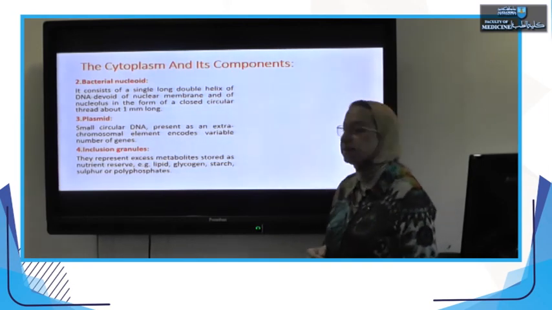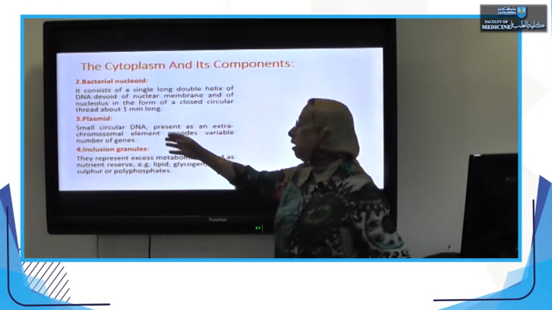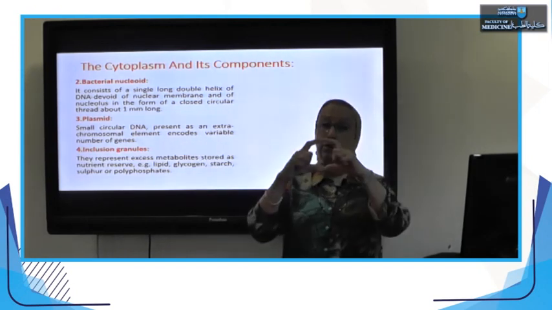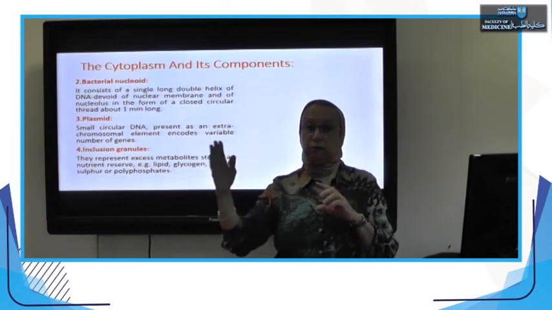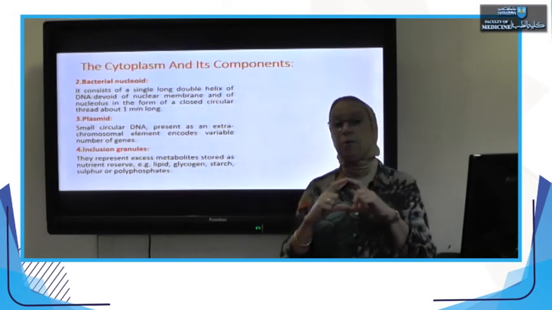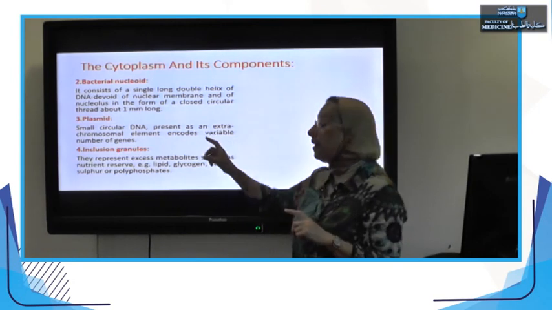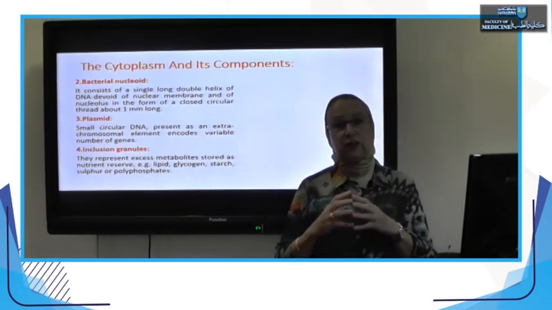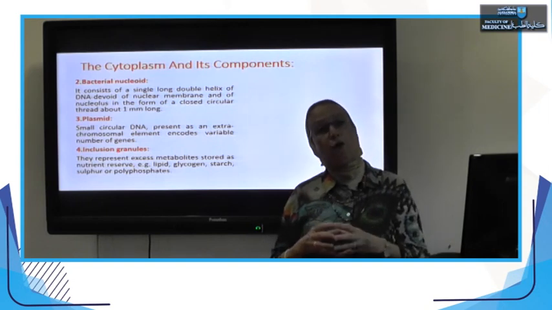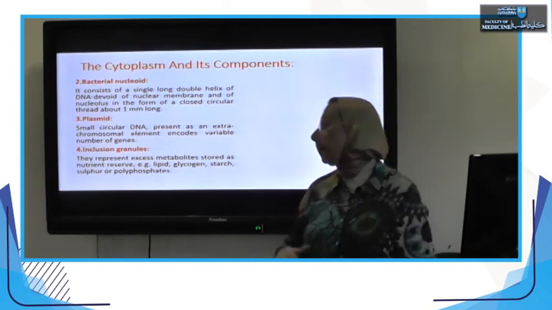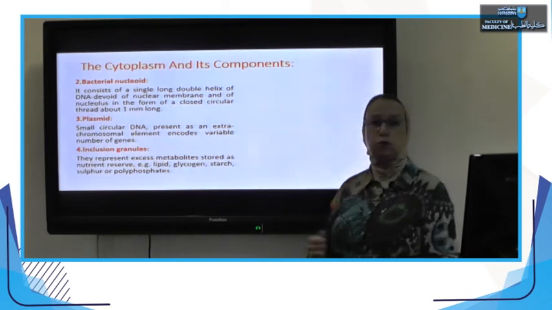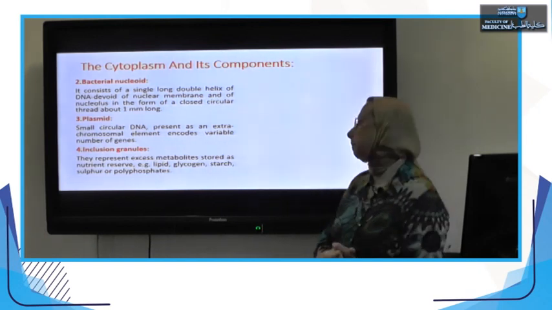Another intracytoplasmic structure are the plasmids. What are plasmids? These are circular extra-chromosomal DNA parts. They can encode many traits for the bacteria. For example, they can carry genes for antibiotic resistance. The plasmids, the small circular extra-chromosomal parts of the DNA.